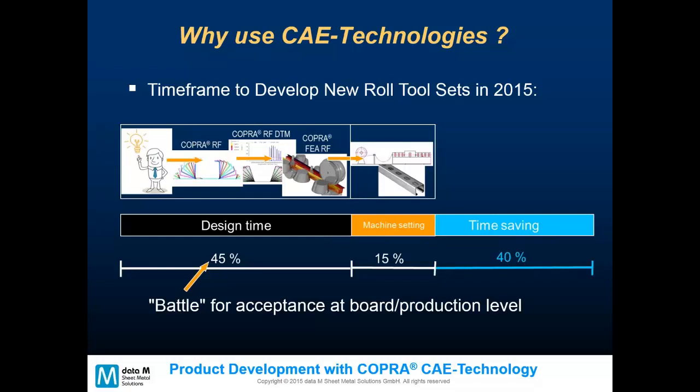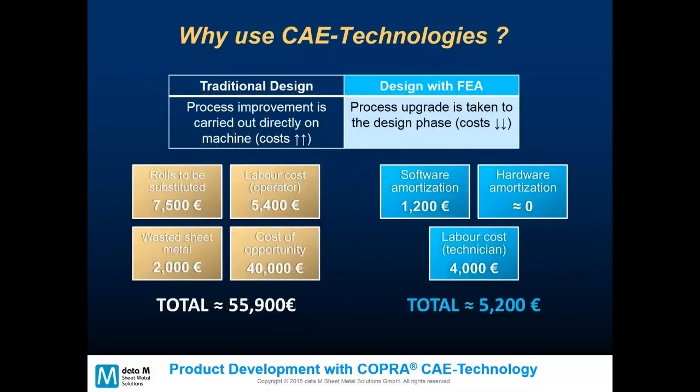So we can try and put some numbers on that, just figuratively speaking. With a traditional design process for a large project, all process improvement is carried out directly on the machine, and the only problem and downside of this is that it's increasing our costs all of the time. So if we can imagine we had to replace a good percentage of the roll tool set on a large project, we could be looking in the region of €7,500. Wasted sheet material, for example, we could have ordered the incorrect strip width because we were unaware of the effects of the neutral line changes.